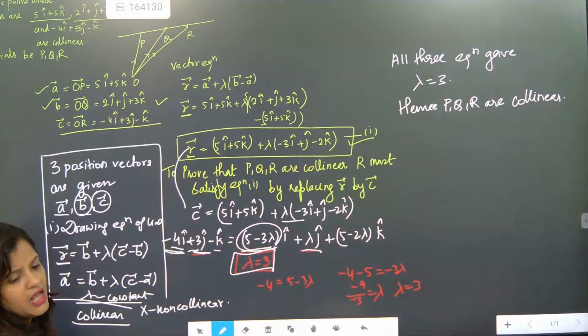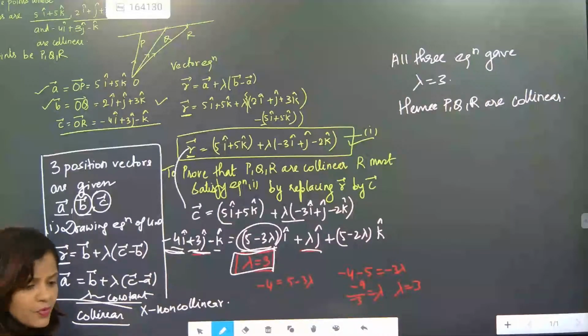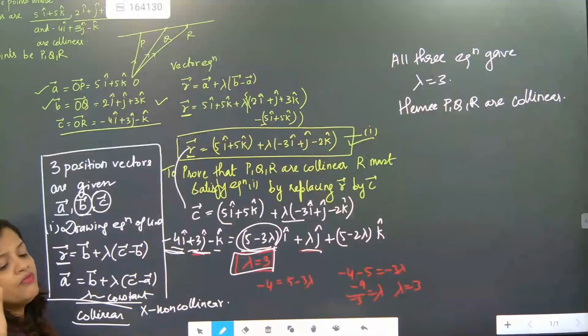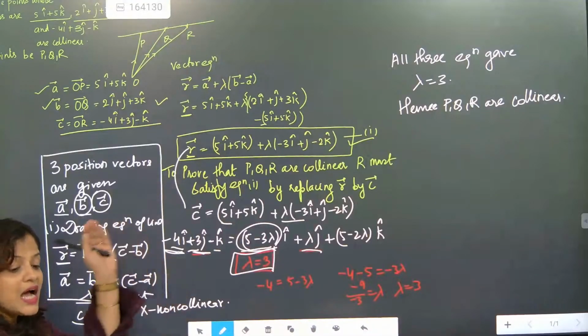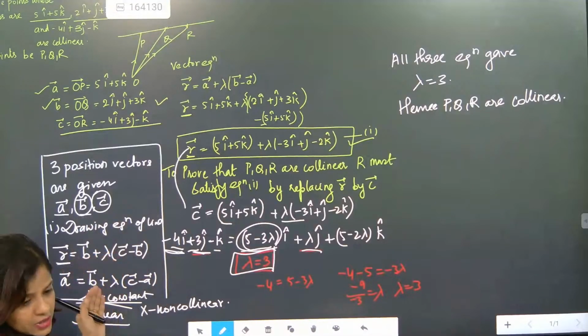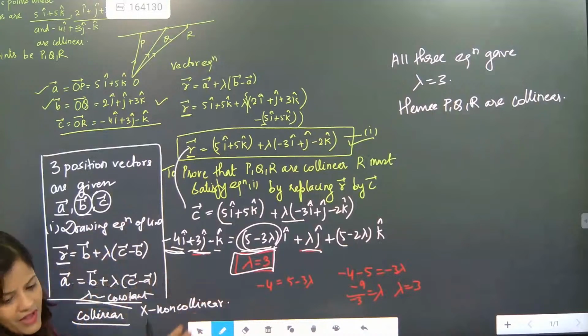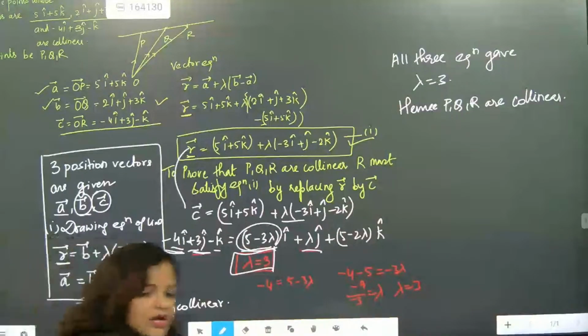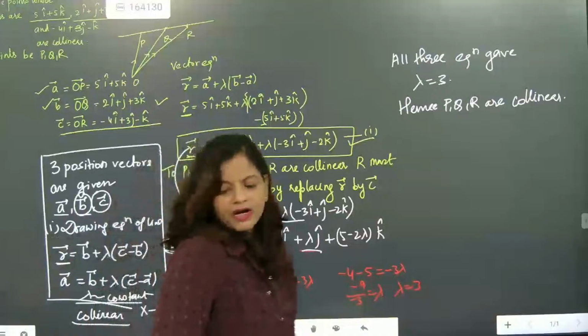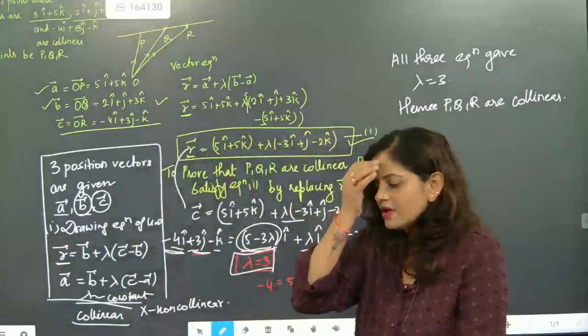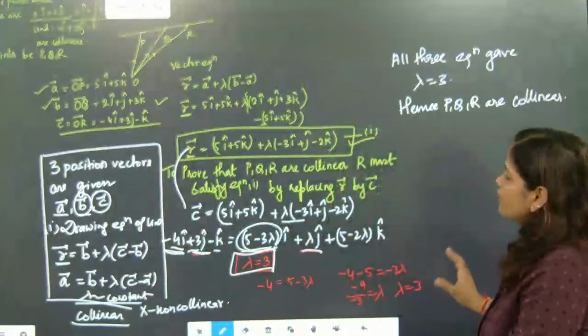Just learn the technique. If somebody asks you whether the lines are collinear, then what you have to do? The only procedure is take any two points, find the equation of the line, then substitute the R vector by the third point and get the lambda values. If all the three values give you the same lambda, then it is exactly collinear. If not, it is not collinear. Till here, beta, everybody understood this part? Come on, say. Everybody understood how to go for it, beta?